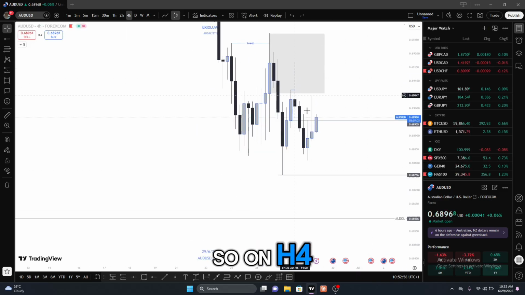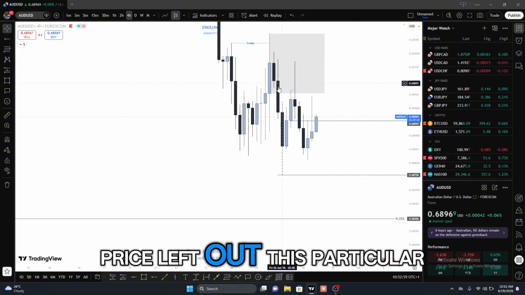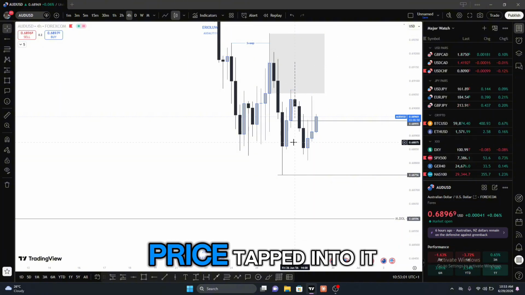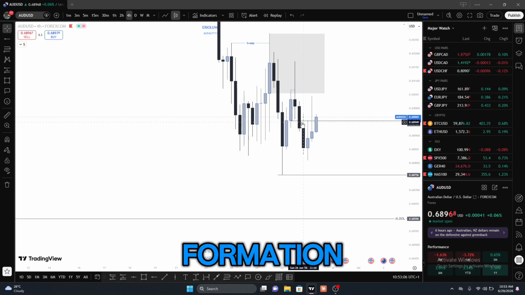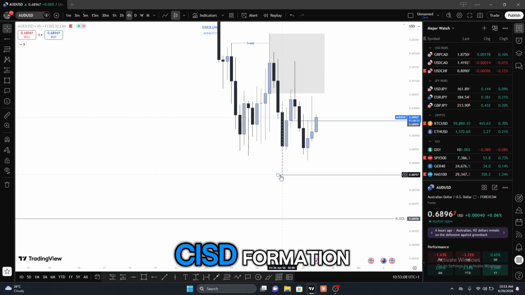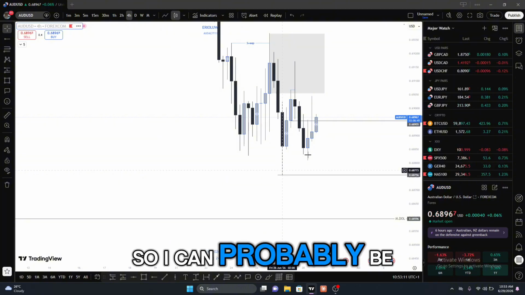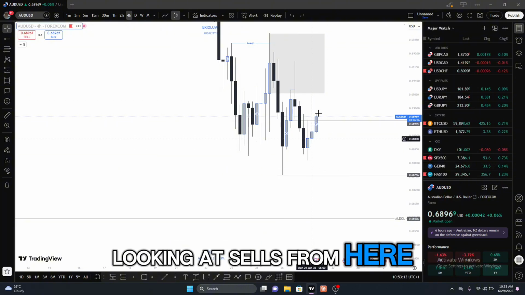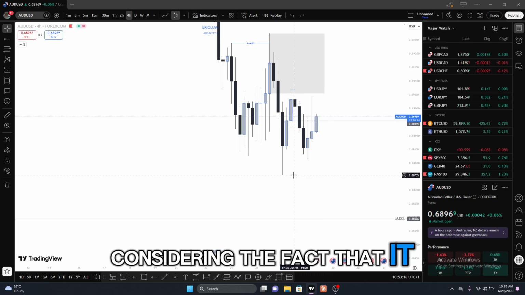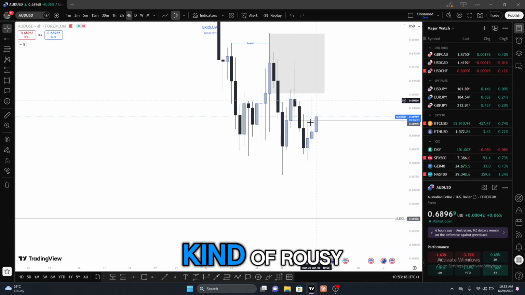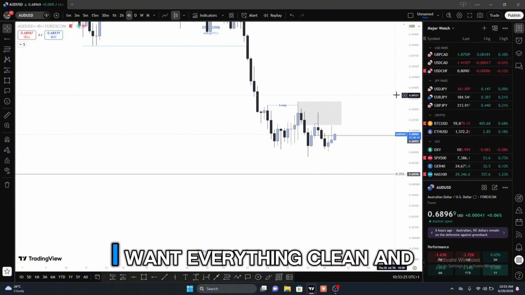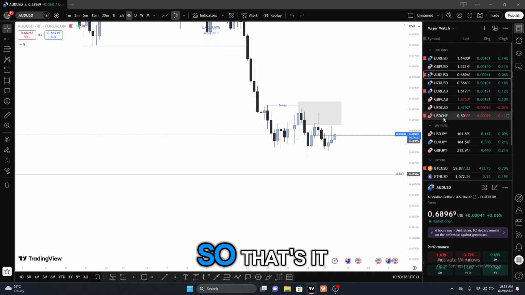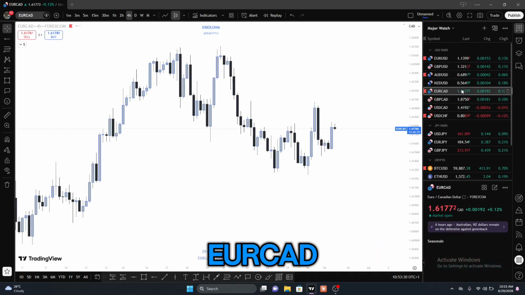So on 4 hours, price left out this particular key level. Price tapped into it and gave a clean 4 hour CISD formation. So I can probably be looking at sells from here. But considering the fact that it is not really very clear, you can see it's kind of choppy. It's not a clean level. I'm just going to leave it out. I don't trade whatever is not clean. I want everything clean and nice. So that's it.